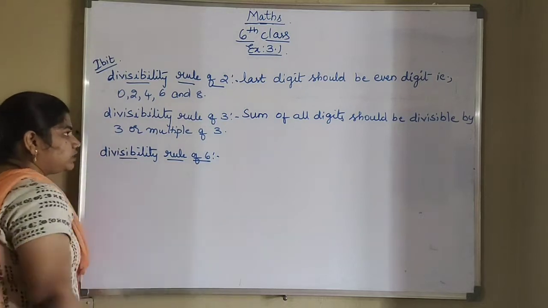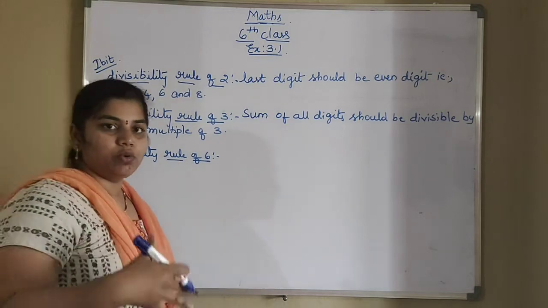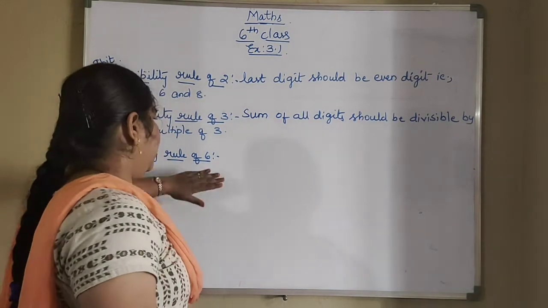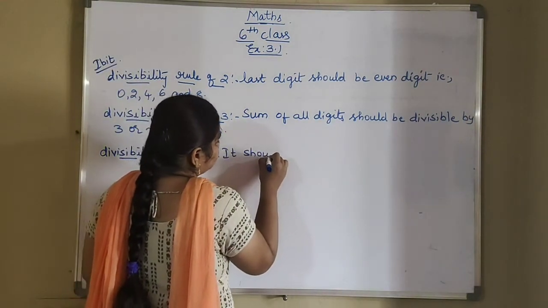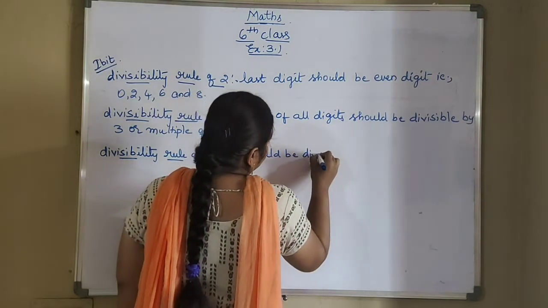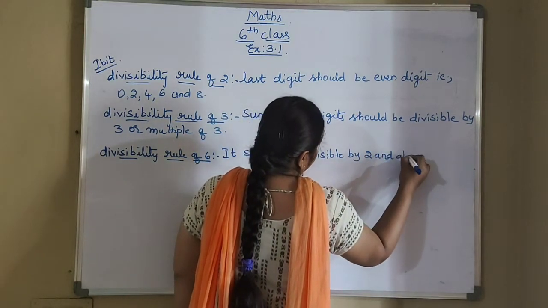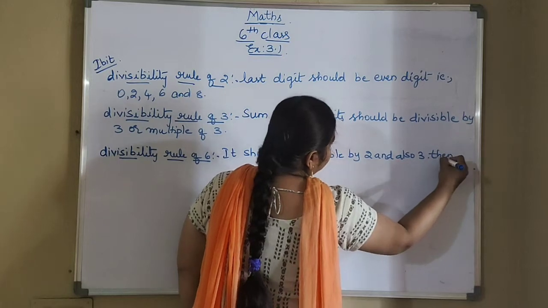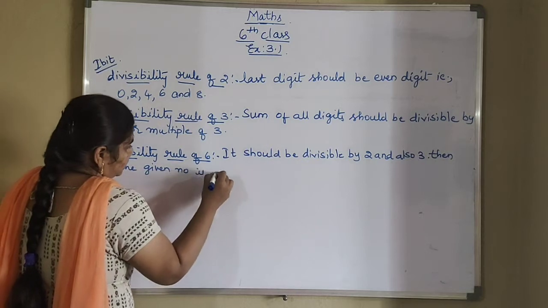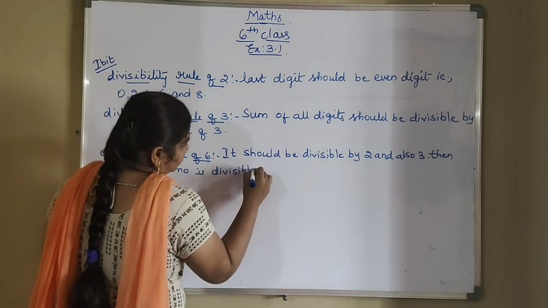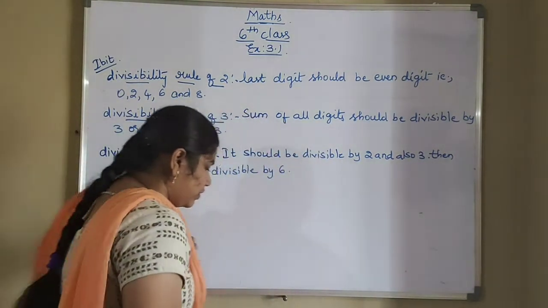What is the divisibility rule of 6? It should be divisible by both 2 and 3. It should be divisible by 2 and also it should be divisible by 3. Then only the divisibility rule of 6 will be satisfied. It should be divisible by 2 and also 3, then the given number is divisible by 6.